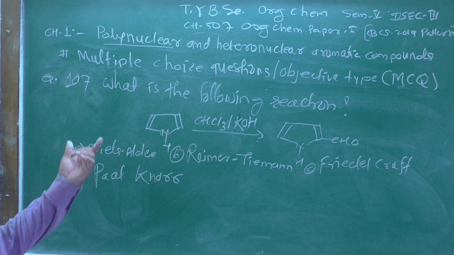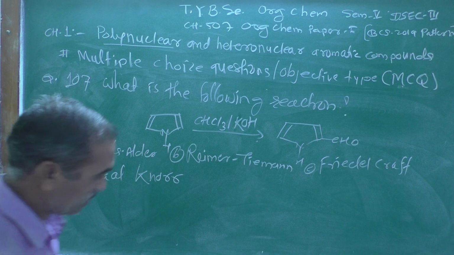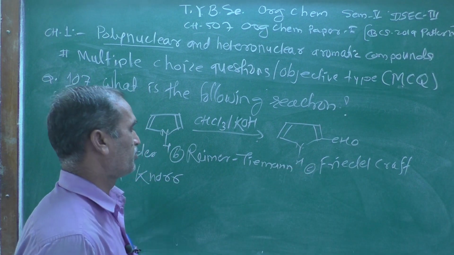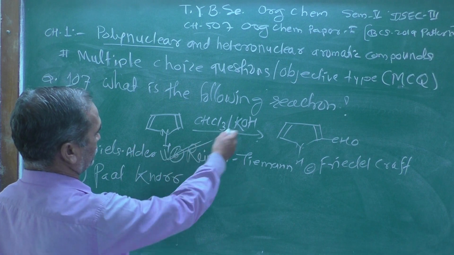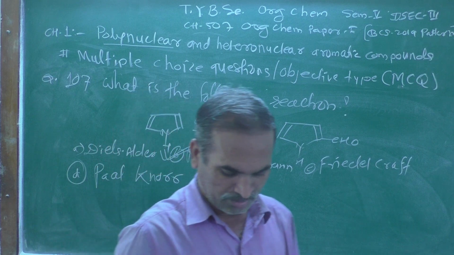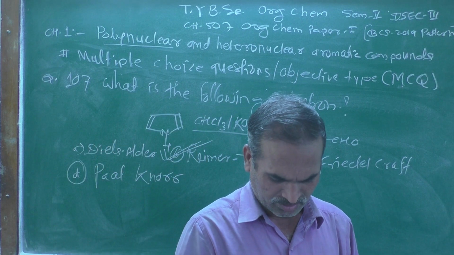So this is one of the famous reactions: chloroform and KOH, introducing a CHO group, which is nothing but the Reimer-Tiemann reaction. This would be the Reimer-Tiemann reaction.